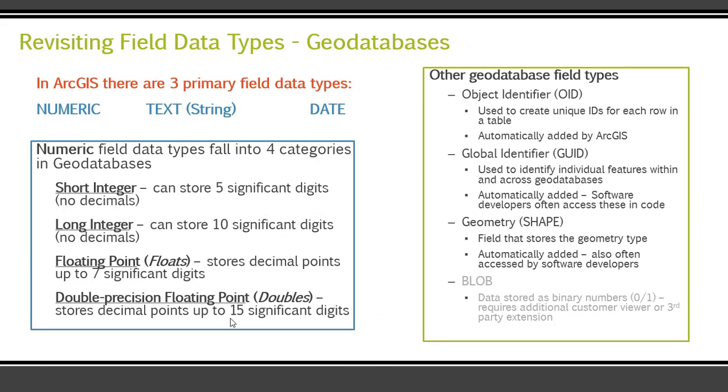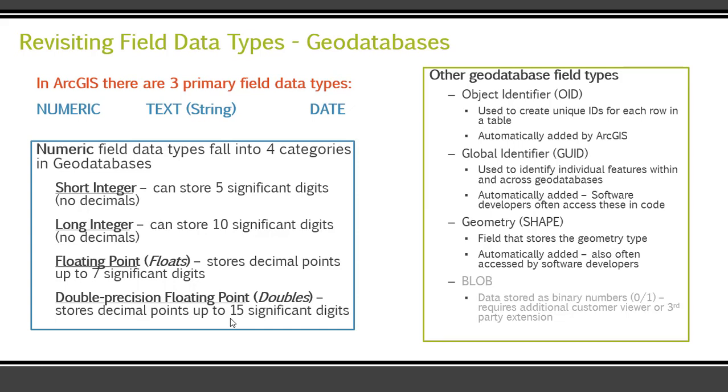All right, the very, very last thing is that I just want to revisit field data types specific to geodatabases. In ArcGIS, there are three primary field data types: numeric, text, also called string, and date. Within the geodatabase, the numeric type falls within four categories: short integer, long integer, floating point, and double precision floating point. Short integer, it's an integer, no decimals, 5 significant digits. Long integer, still no decimals, but up to 10 significant digits. Floating point, also called floats, stores a decimal point, and it can float anywhere in those 7 significant digits. So you could have 1.6666777, right? So you'd have 7 numbers, but that point could be after the first digit, or it could be all the way at the end. Double precision floating point is that same concept, also called doubles, but you have up to 15 significant digits.